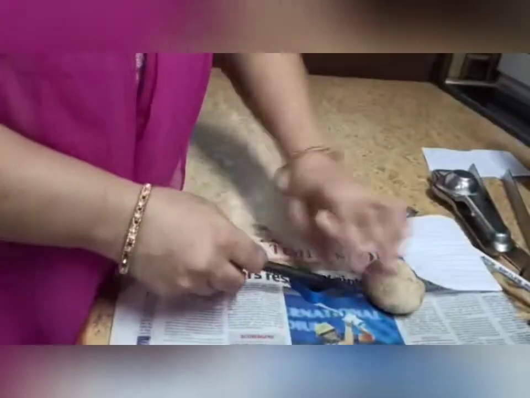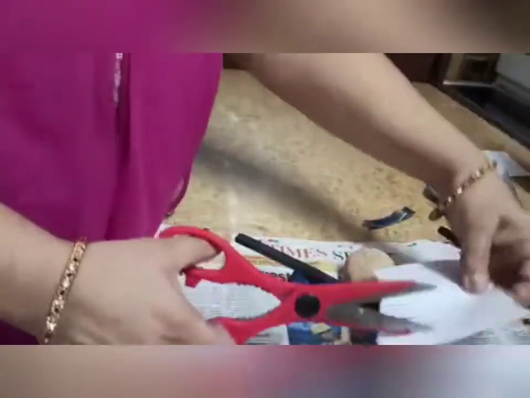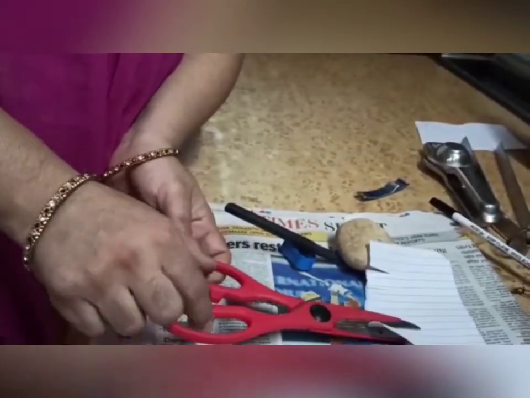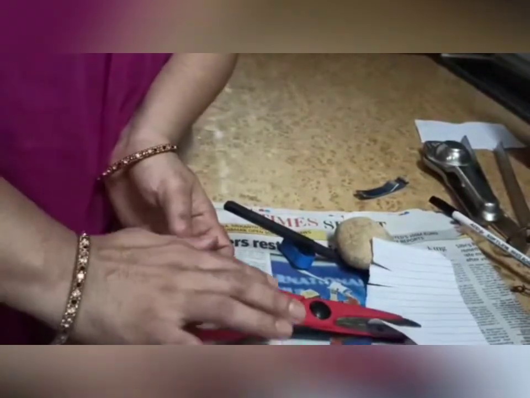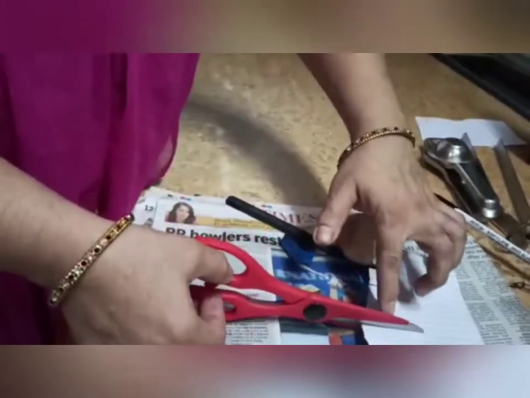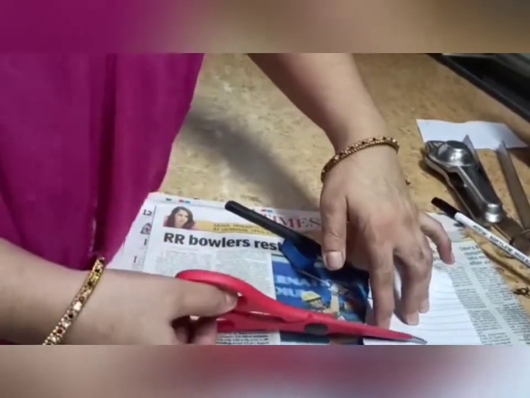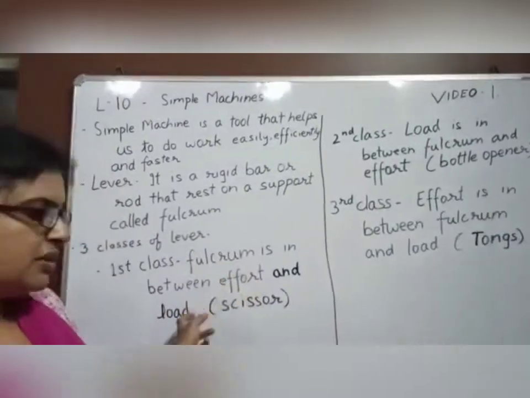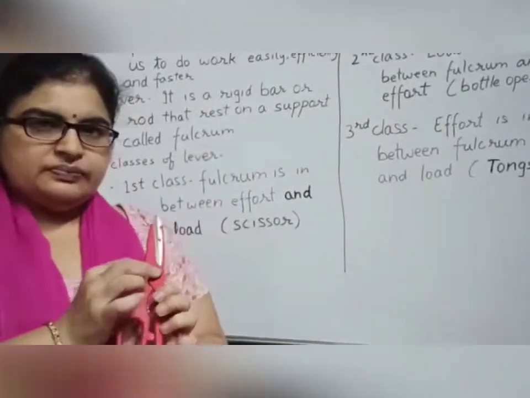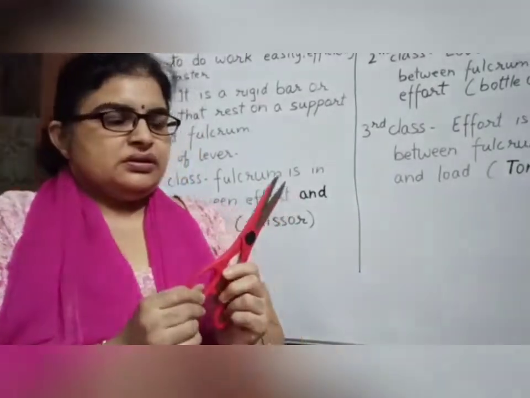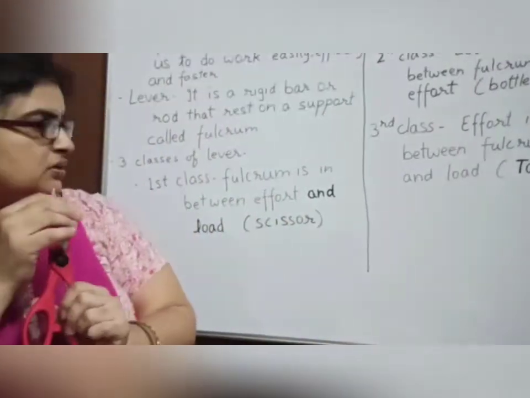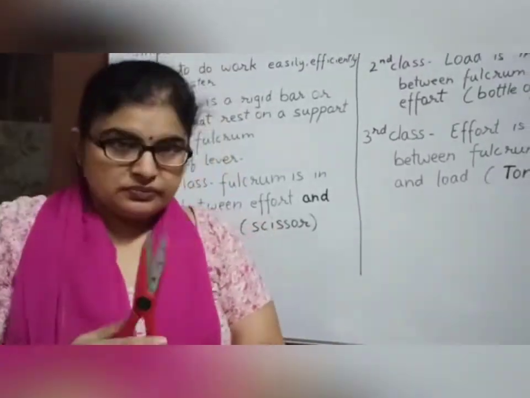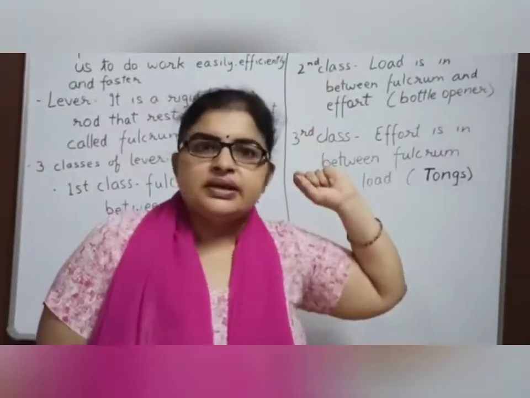Just imagine these two things. I am putting my effort, my energy, at this place, and the work is being done at this place. This is the first class of lever, that is, the fulcrum is in between the effort and the load. So this is the fulcrum in between, this is our effort, and this is the work done. Load means where we want our work to be done, or where the load is to be taken up.